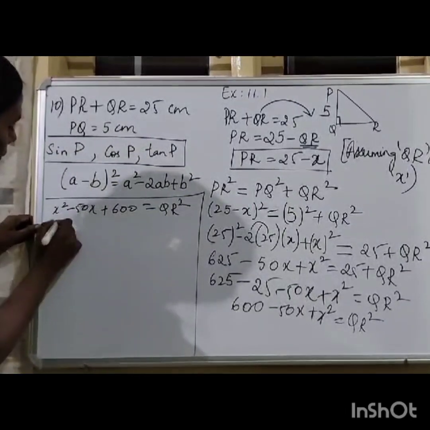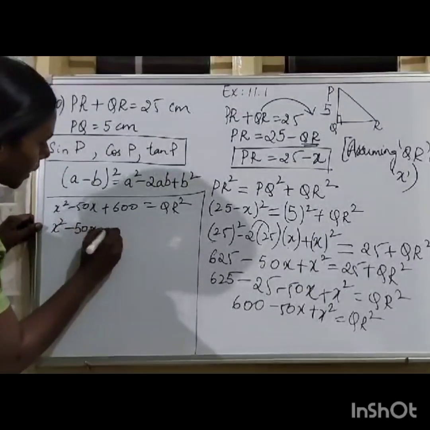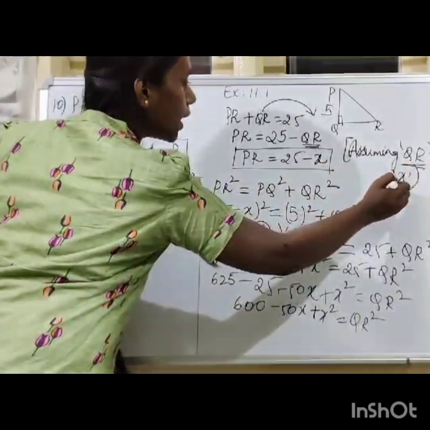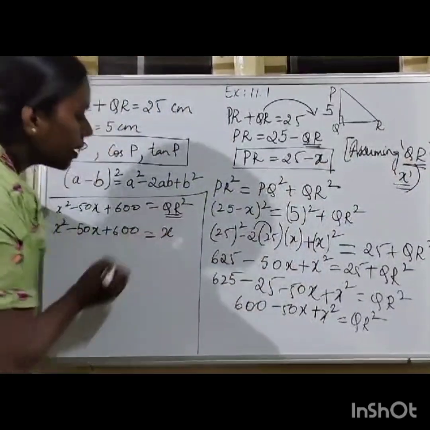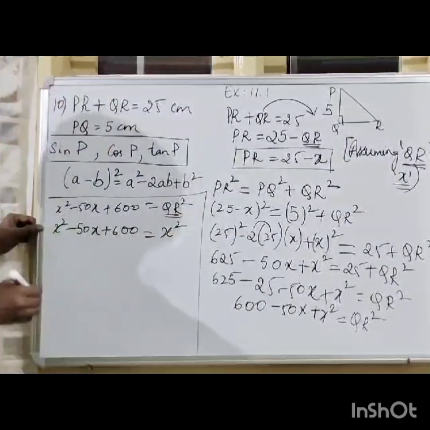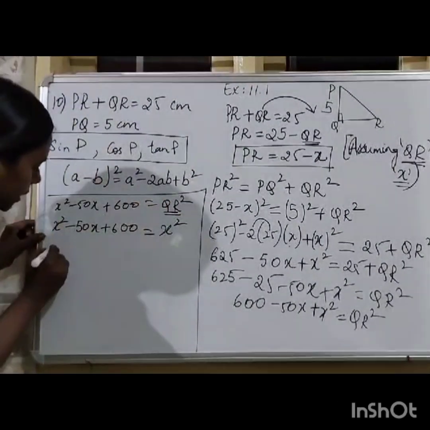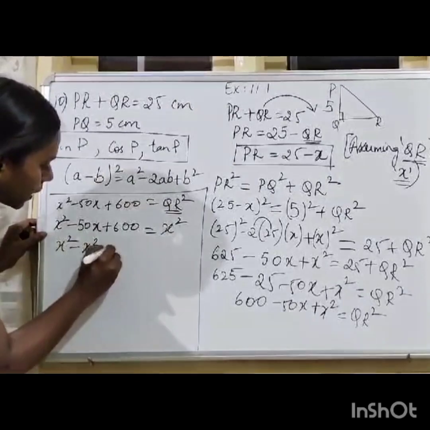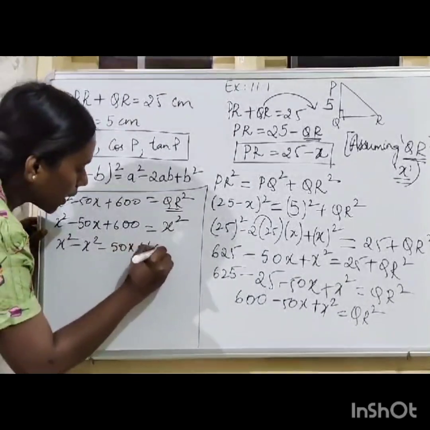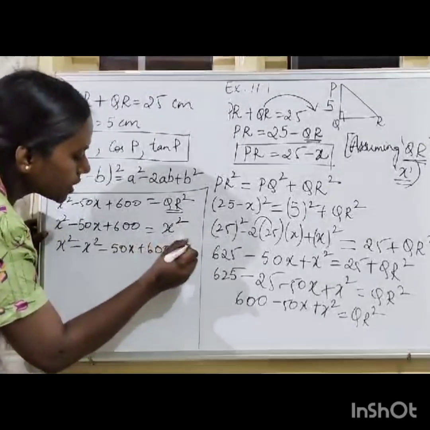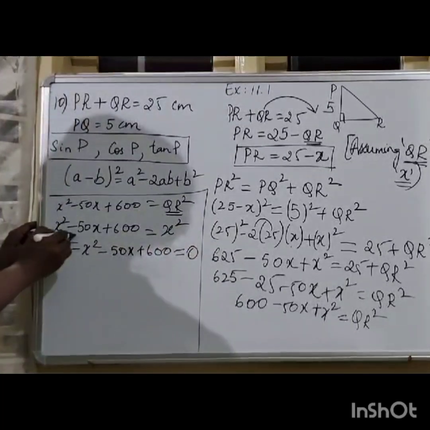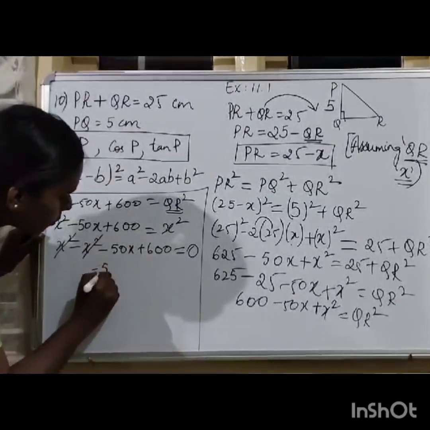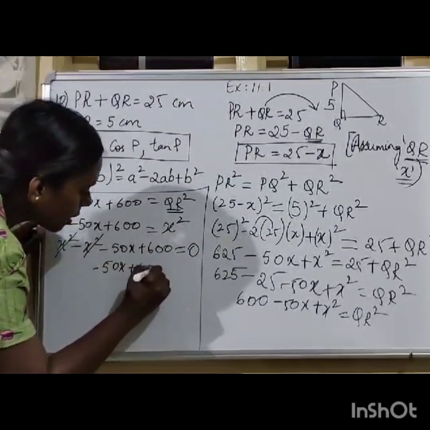So now, x square minus 50x plus 600 is equal to, here we had assumed QR as x. So in place of QR, we'll substitute x, square comes as it is. Now we'll take this x square to this side. Plus x square comes to this side, it becomes minus x square. Remaining minus 50x plus 600 we will write as it is. Since nothing is there here, 0 we will write. Plus x square minus x square will get cancelled. Remaining with minus 50x plus 600 is equal to 0.